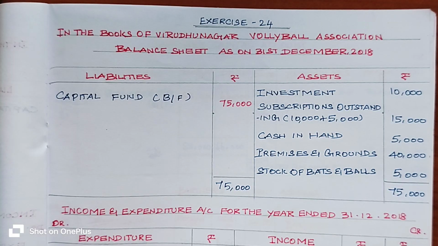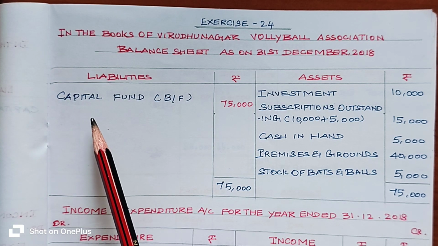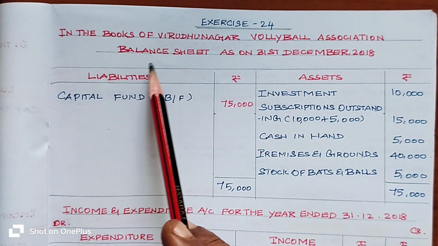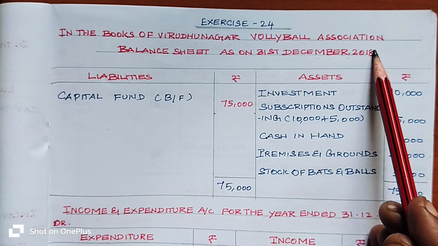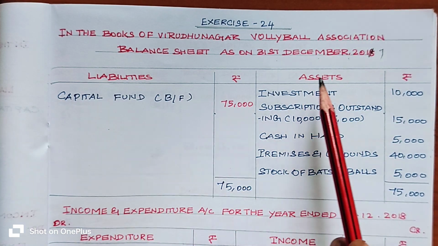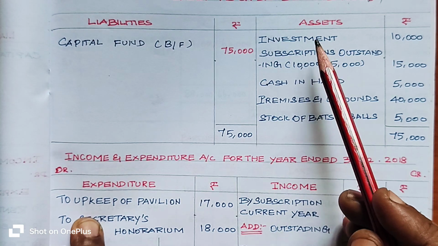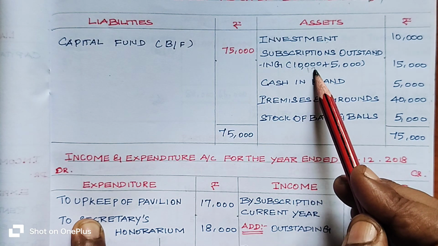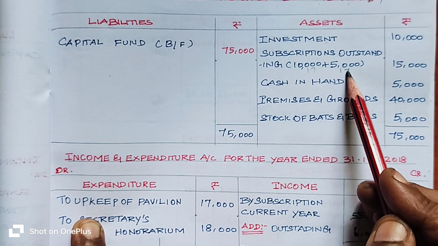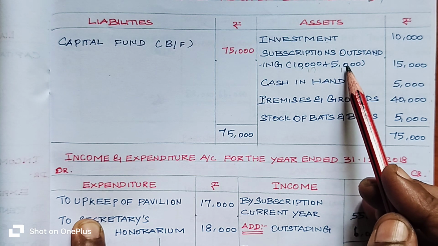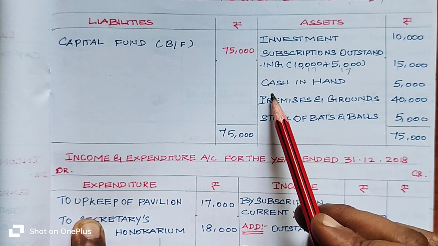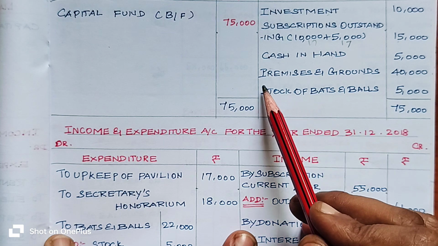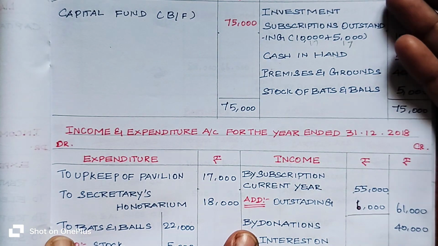First we have to write the heading: to find out the capital fund, in the books of Virudunagar Volleyball Association, balance sheet as on 31st December 2017. Then on the asset side, the opening items will appear: investment, subscription outstanding for 2017 of 10,000 rupees and 2017 outstanding subscription still not received 5,000, totally 15,000 rupees. The opening balance of cash in hand, premises and grounds, and the opening stock of bats and balls, all we enter on the asset side.